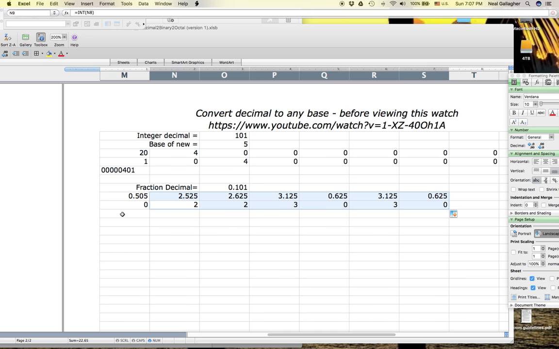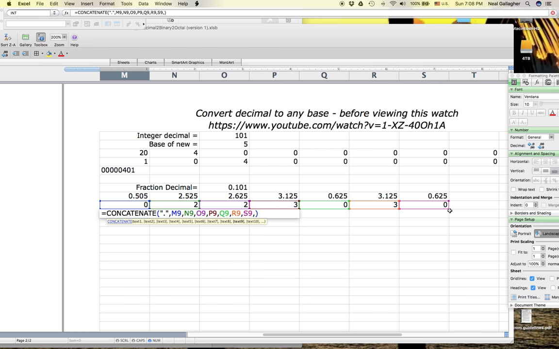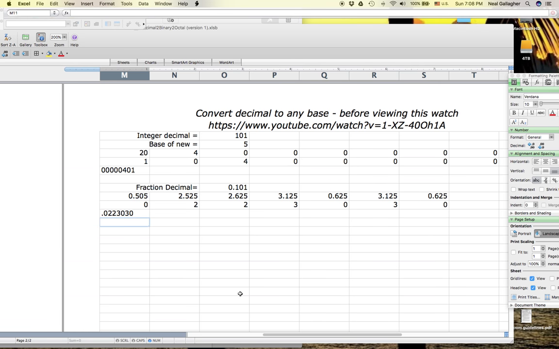Now, let me use the concatenate function again to put this all together. Equal concatenate. And then here, I want to put a decimal point in there. This is how I'm going to do it: I'm going to put a quotation mark, a decimal, quotation mark, and now a comma. Okay, and then I put this, comma, this, comma, this, and so on, and I would keep on going if I wanted to. I hit return. So this 0.101 now looks like 0.223030.